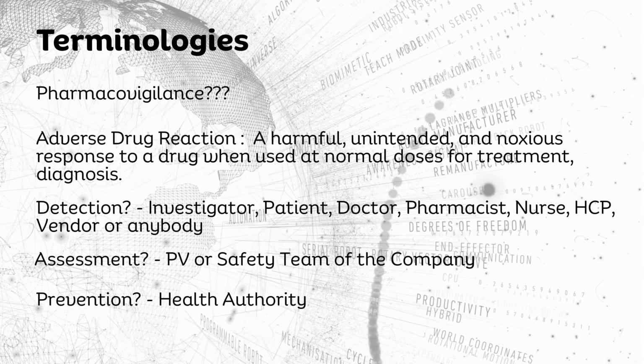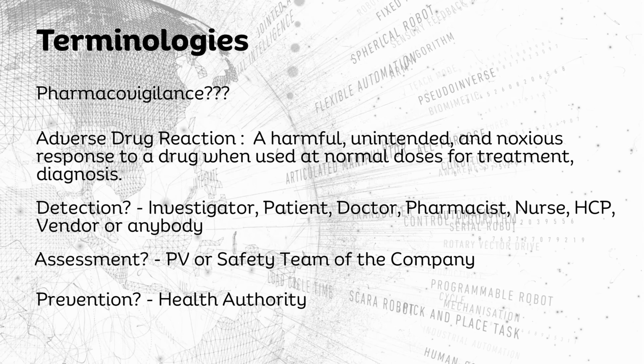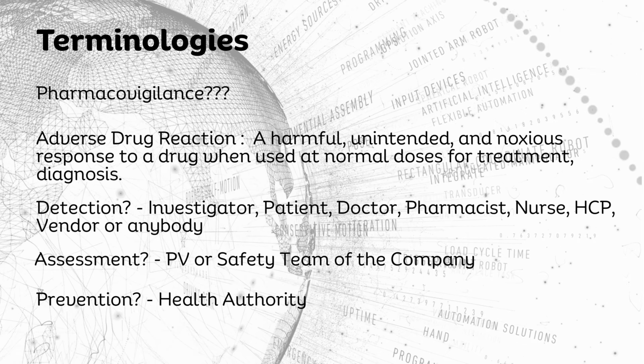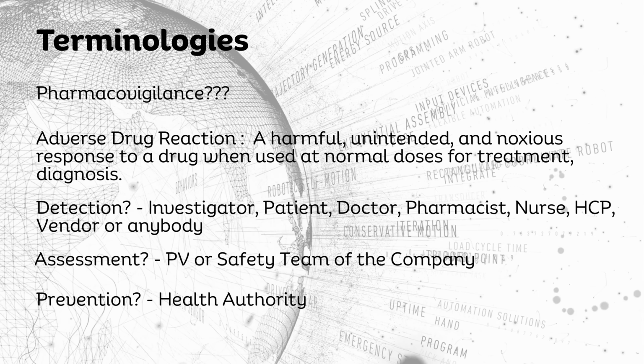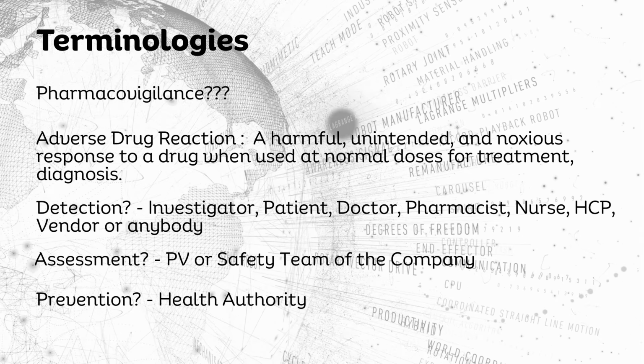Pharmacovigilance is all about detection, assessment and prevention of adverse events. Now, in phase 4, who will detect and report? Yes, considering the different kinds of setup, anybody can report. Clinical trial setup reports can be reported by the investigator, and the rest of the non-interventional phase 4 reports can be reported by patients, doctors, pharmacists, nurses, any other healthcare professionals, vendors and anybody from the market. Assessment will be handled by the safety or pharmacovigilance department of the company. Prevention will be taken care of by health authorities.